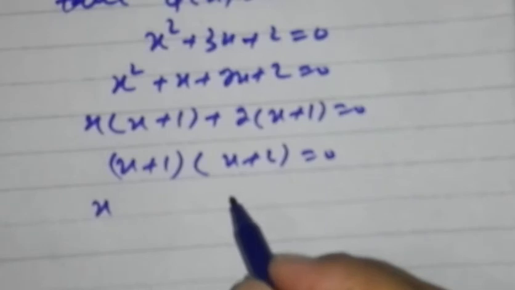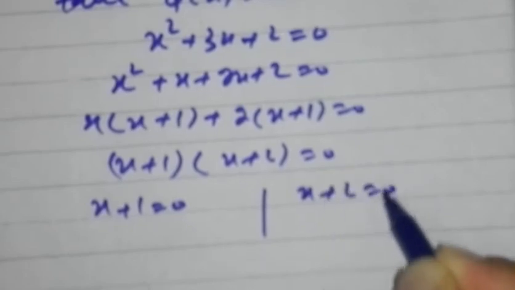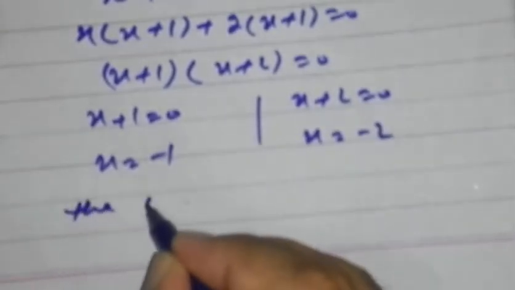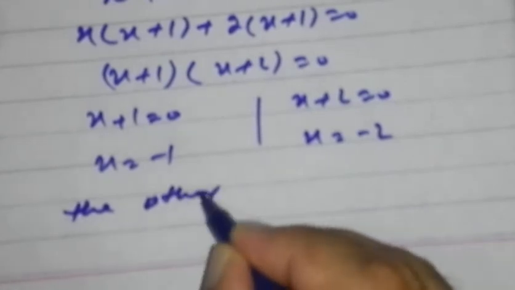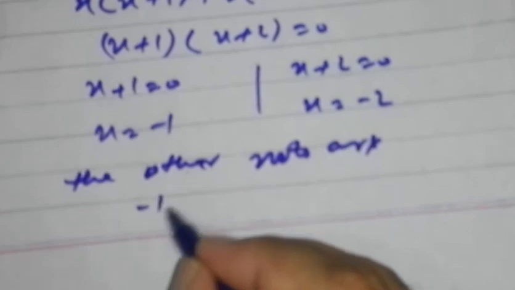Now the product of these two is 0, so we can write it as x plus 1 equals to 0, x plus 2 equals to 0. X equals to minus 1, shift it here, x equals minus 2. The other roots are minus 1 and minus 2.